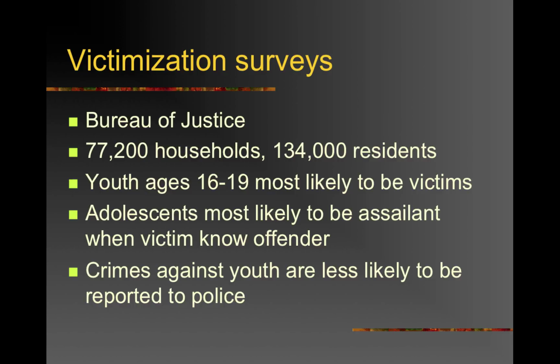So what does the NVS tell us about juvenile offenders? We know that youth ages 16 to 19 are most likely to be victims, and that adolescents are most likely to be the assailant when the victim knows the perpetrator. And we also know that crimes against youth are less likely to be reported to the police.